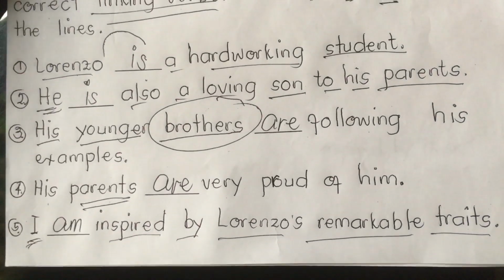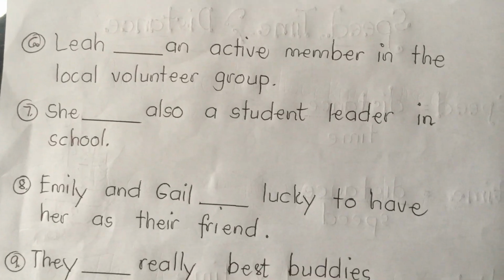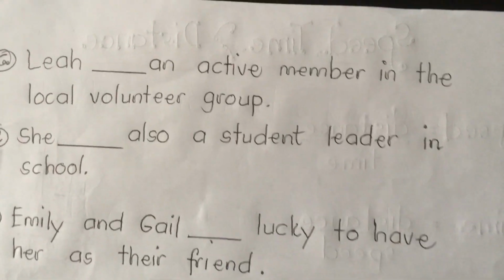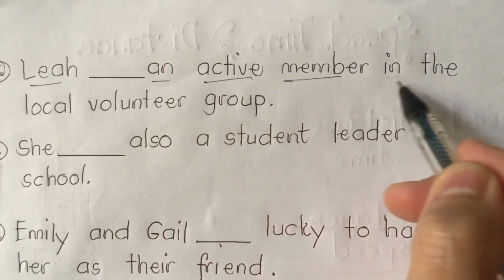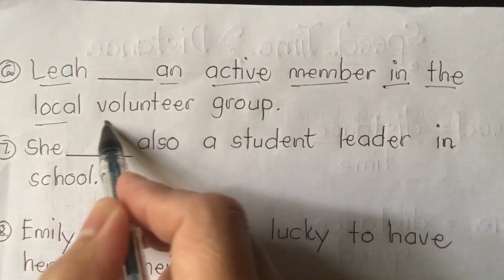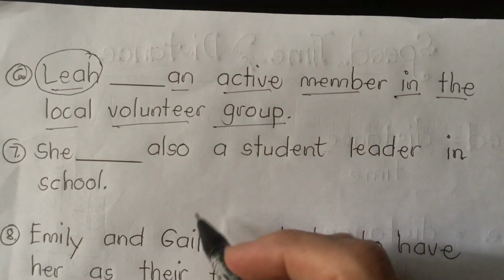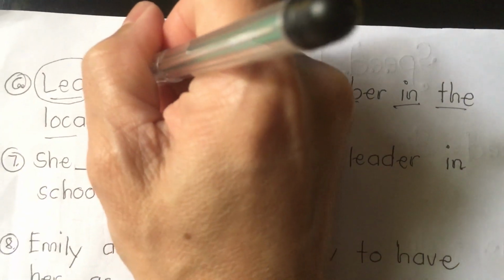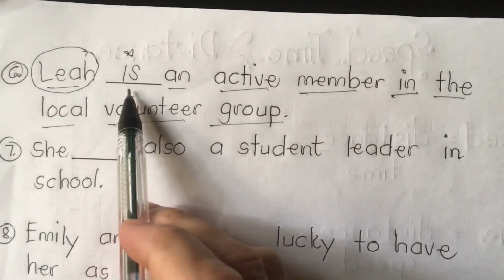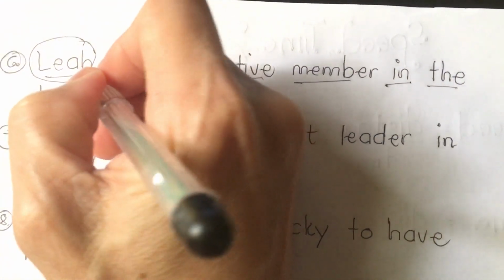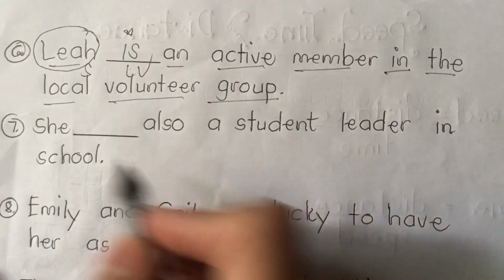Okay? Next, number 6. Number 6, we have Leah, an active member in the local volunteer group. So we talk about Leah. It's only one singular subject, so our verb must be in the singular form, which is is. Subject and is. Okay?